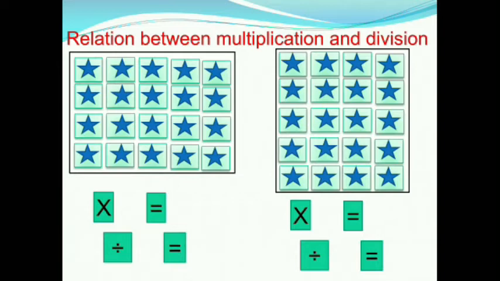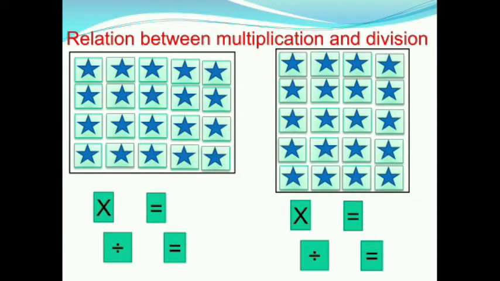Children, see the first figure. Count the number of stars in the first figure. 1, 2, 3, 4, 5, 6, 7, 8, 9, 10, 11, 12, 13, 14, 15, 16, 17, 18, 19, 20. 20 stars are there. Observe the number of rows and the number of stars in each row. 20 stars are equally distributed in 4 rows. There are 5 stars in each row.